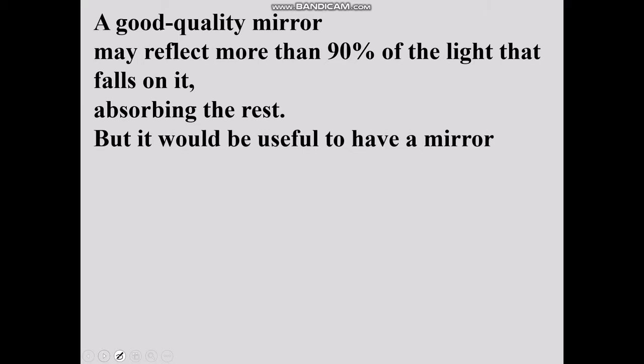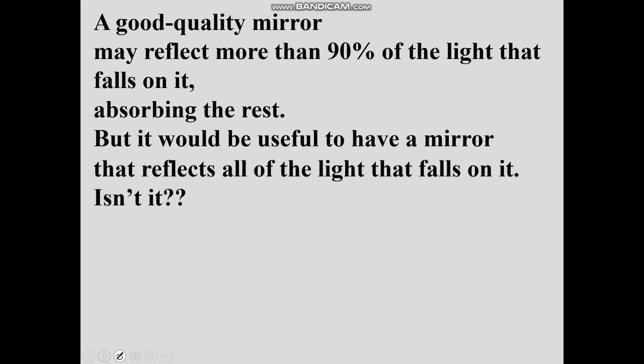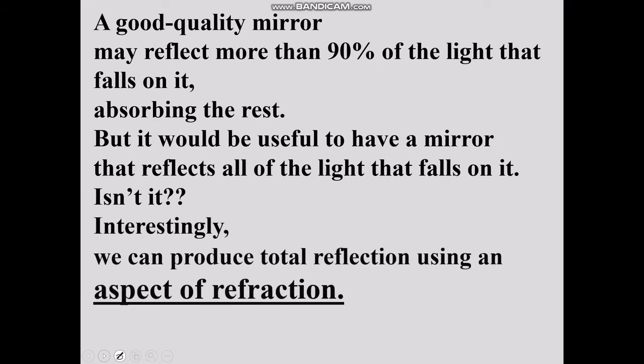But it would be useful to have a mirror that reflects all of the light that falls on it, isn't it? Why? Because it will give you a very bright image. More reflection, more is the brightness of the image. Interestingly, we can produce total internal reflection using an aspect of refraction.